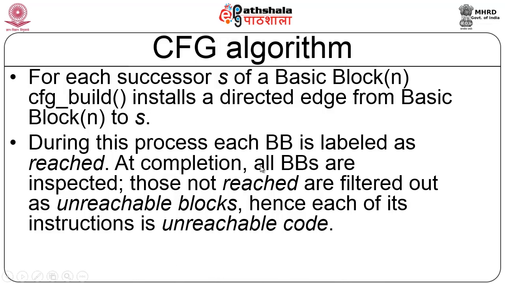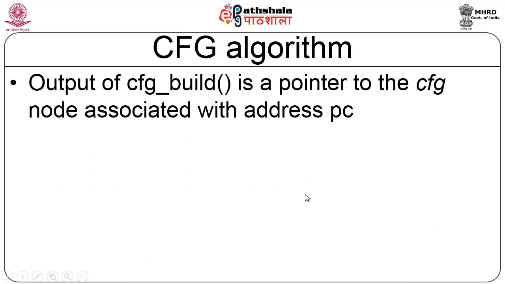During this process, each basic block is labeled as reached. At completion, all the basic blocks are inspected, and those that are unreached are taken off, and they correspond to unreachable code. The output of the CFG build is a pointer to the control flow graph. It has a node whose address will be some PC. Now after this, we are ready for data flow analysis, which will be handled in the subsequent module.